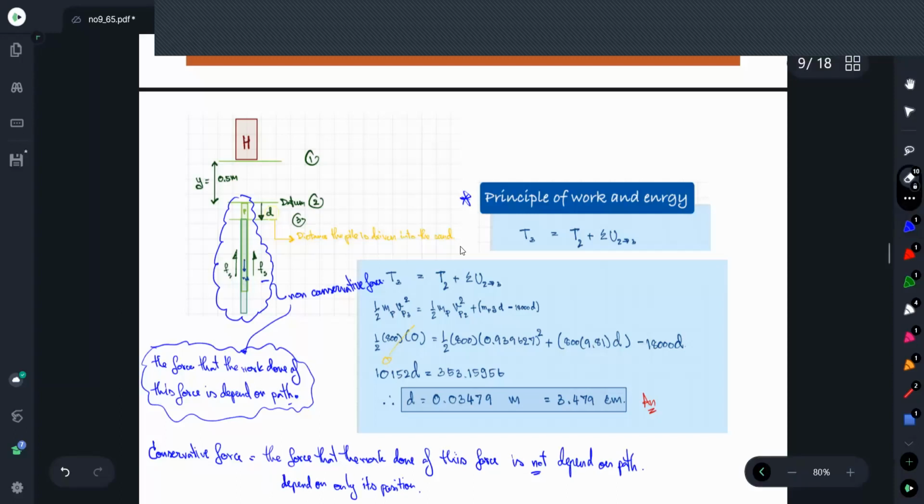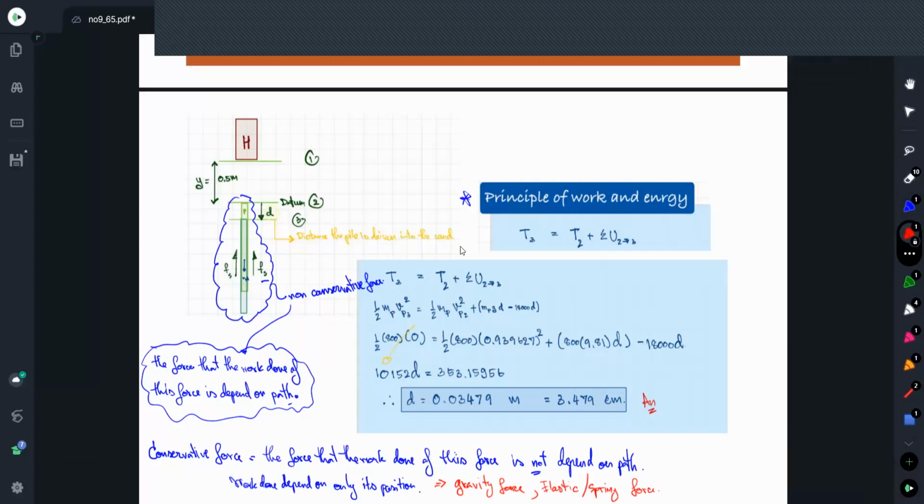If the force's work done depends only on its position, we call it a conservative force, like the gravity force. An example of this is gravity, or the elastic spring force. These are just the types of this example.